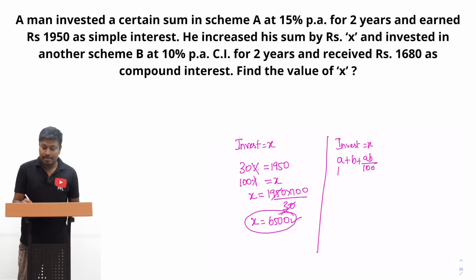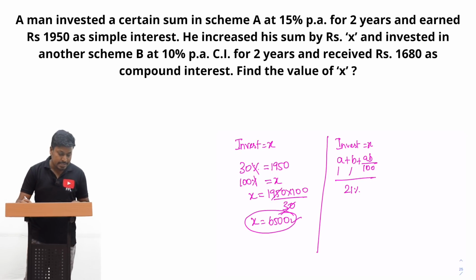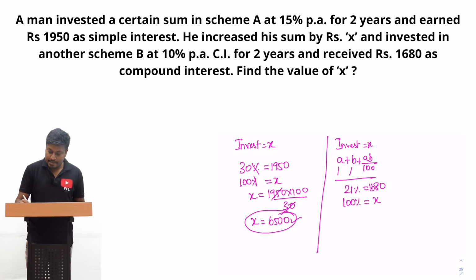So A will be 10, B will be 10, AB will be 10 into 10, 100 by 100, 1. So the total will be 21%. So for 2 years, the compound interest will be 21%, and he received an interest of how much? 1680. So now we need to find the total investment in scheme B, that is 100% equal to X. So X is equal to, we can cancel this, becomes 8 times, so 8000.